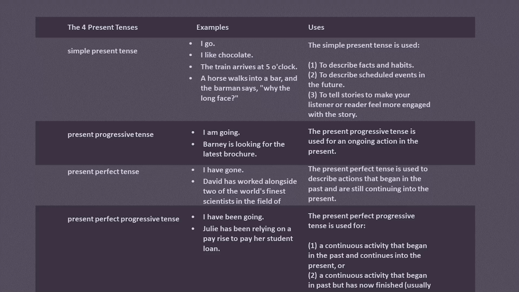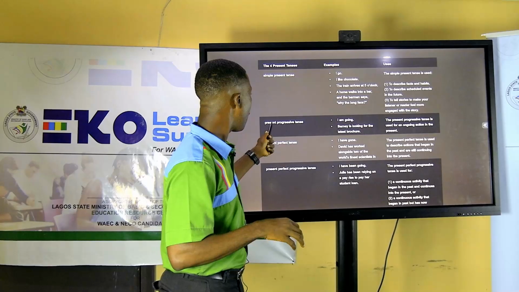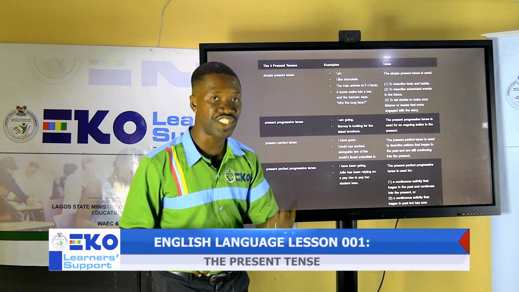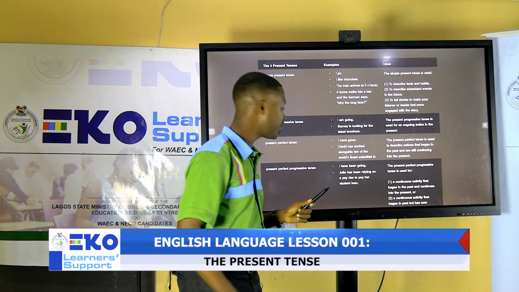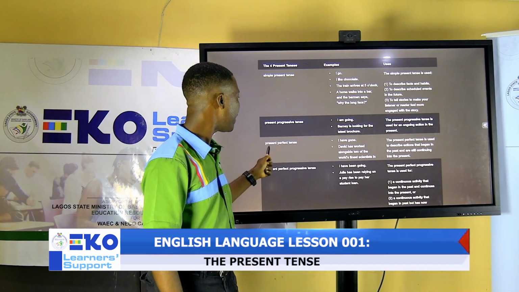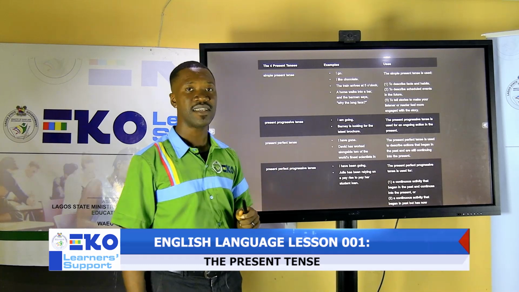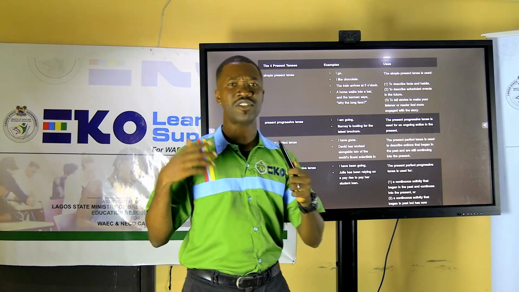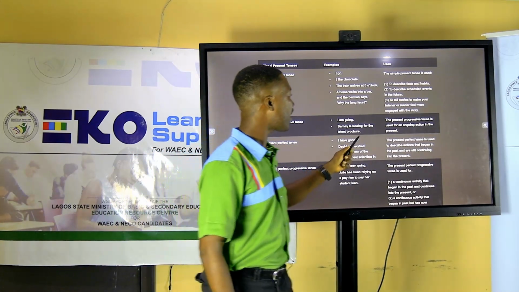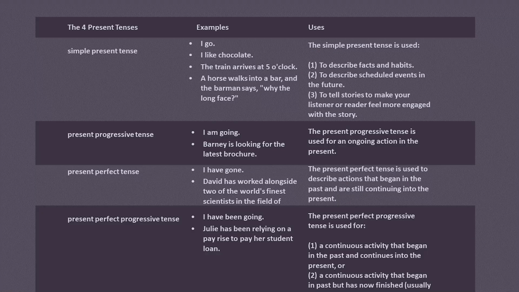So all these are examples of the simple present progressive or continuous tense. Let's move to the next one, which is the present perfect tense. When we talk about the present perfect tense, we talk about actions that started in the past and still continued into the future. The action started in the past, but continued into the future. That's why we call it present perfect tense.